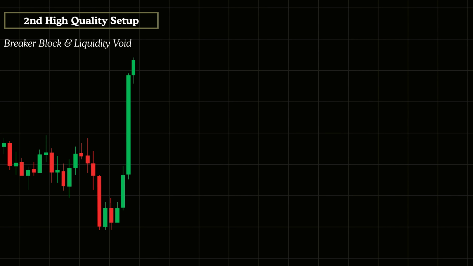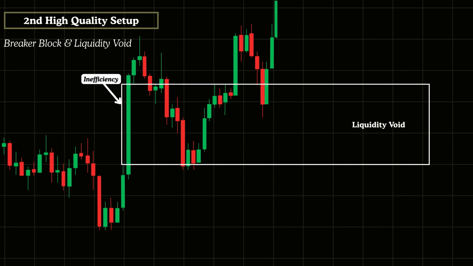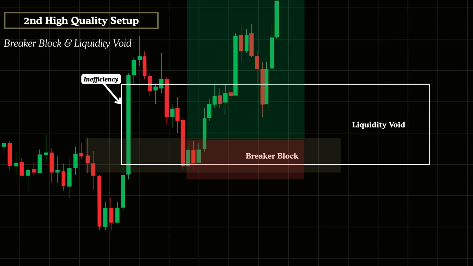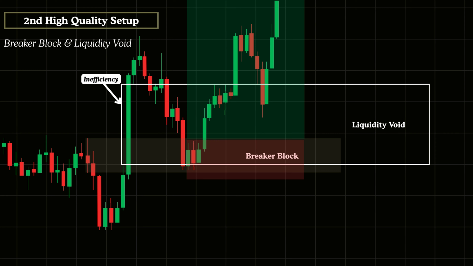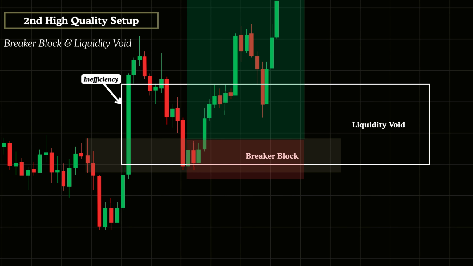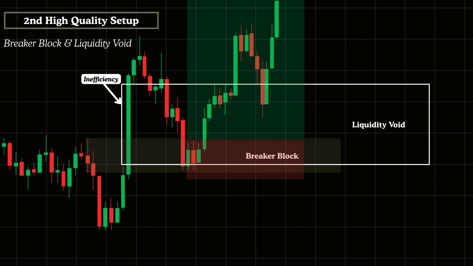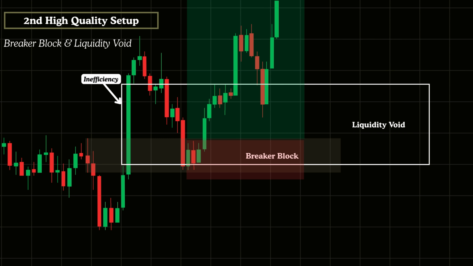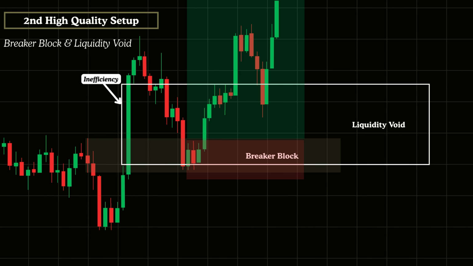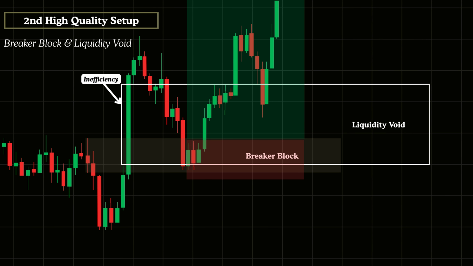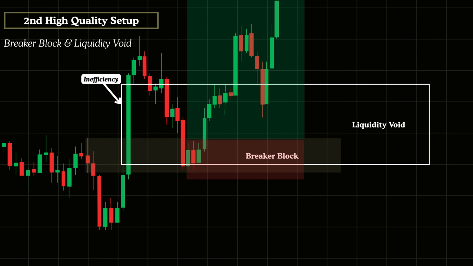The second high probability setup arises when a breaker block aligns with a major liquidity void in the market. This usually takes place when the price breaks through the breaker block inefficiently, creating a gap or imbalance that leaves the breaker block area sitting within this void. Such a scenario provides a strong opportunity to place high probability buy or sell trades, as the imbalance often draws price back to that zone for a reaction.